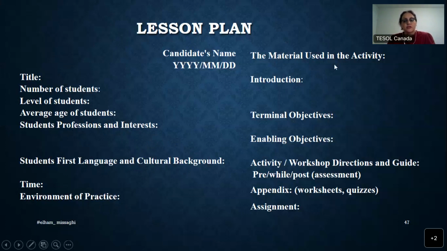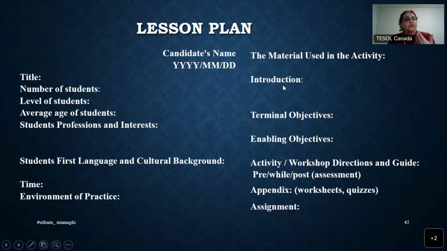Here, the material used, you need to mention all the materials that you need for teaching this lesson plan, including board markers, boards, realia, posters, videos, everything. And in the appendix, you need to attach the worksheets and quizzes and links, video links, posters, flashcards, everything.